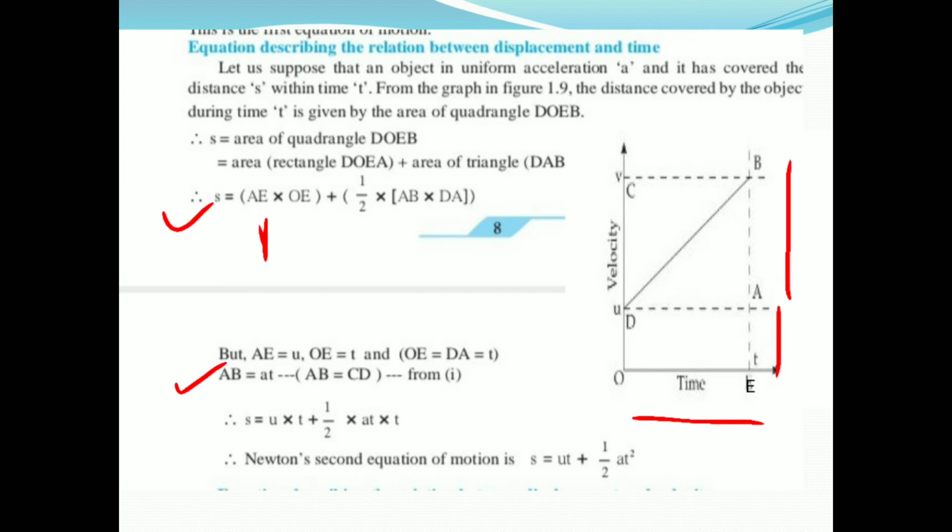AE, that means U, OE is equal to T plus half into AT plus AT into T. Let us substitute values in this equation. S is equal to u into t plus half into at into t, that is, S is equal to ut plus half at square. This is Newton's second equation of motion, or you can say the second kinematical equation. You can rewind and check.